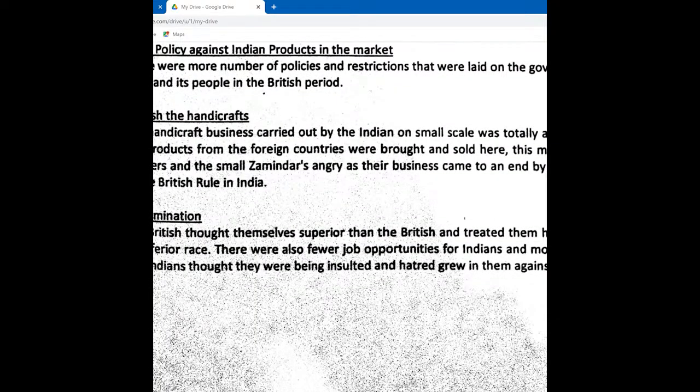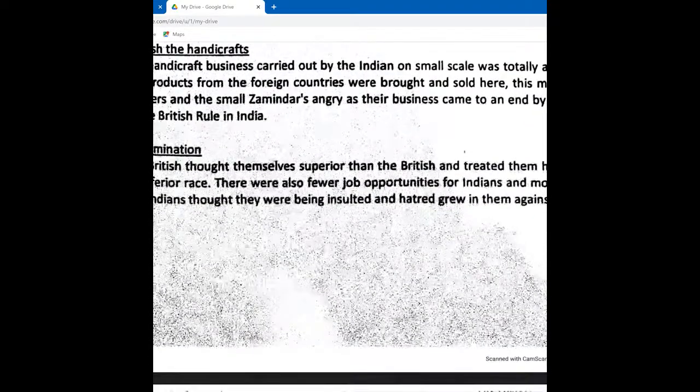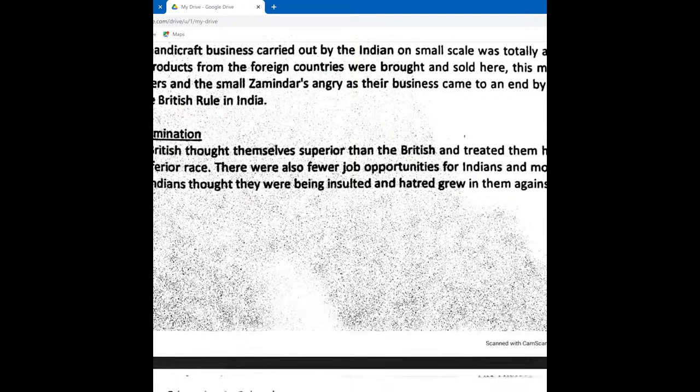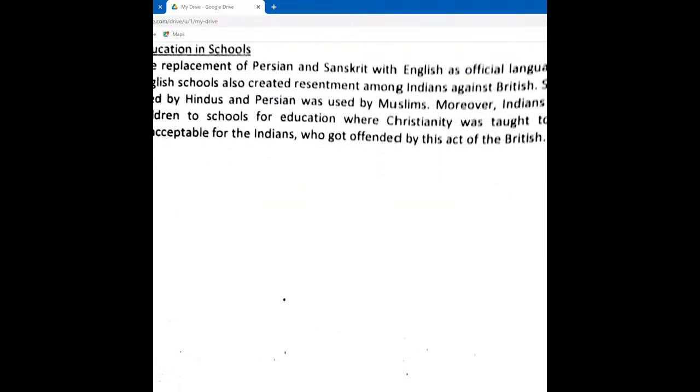Discrimination. The British thought themselves superior to the Indians. Sorry, this word is not British, it's Indians here, and they treated them harshly as an inferior race. There were also fewer job opportunities for Indians and more for the British. The Indians thought they were being insulted and hatred grew in them against the British. This is how the British rule was like. Education in schools, replacement of Persian and Sanskrit with English as the official language, reopening of English schools. So yeah, now this point you can write as a success or a failure, that's your call.